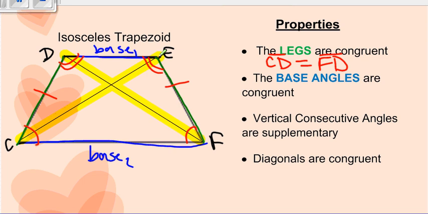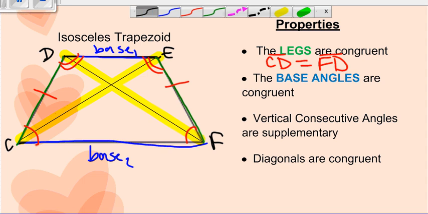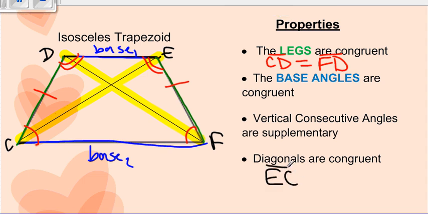If we were to label that, that would say EC is equal to DF. We could also use the congruency symbols on both of those. Okay.